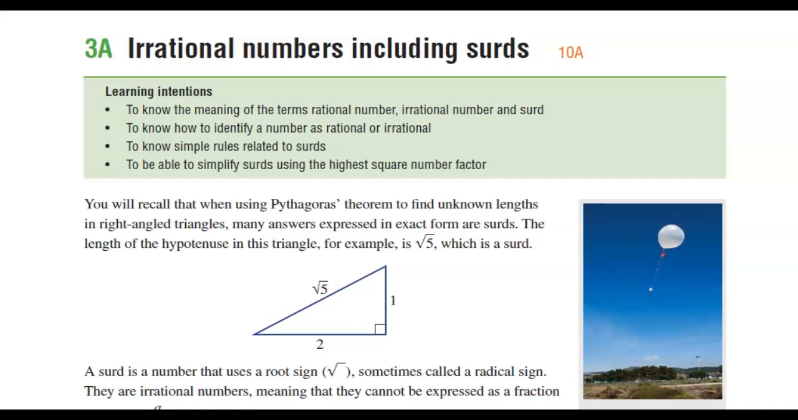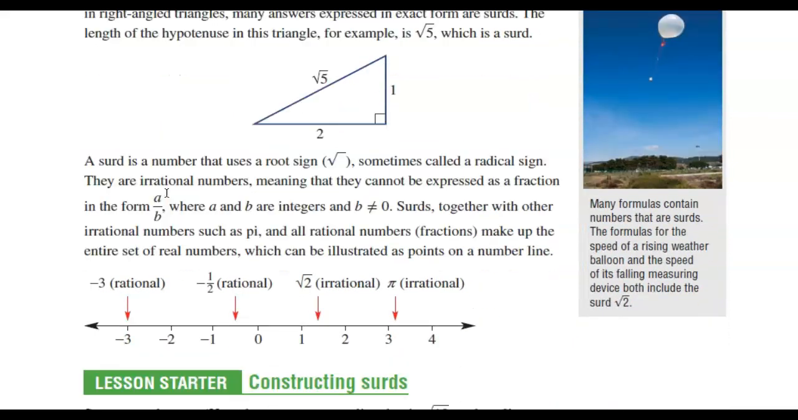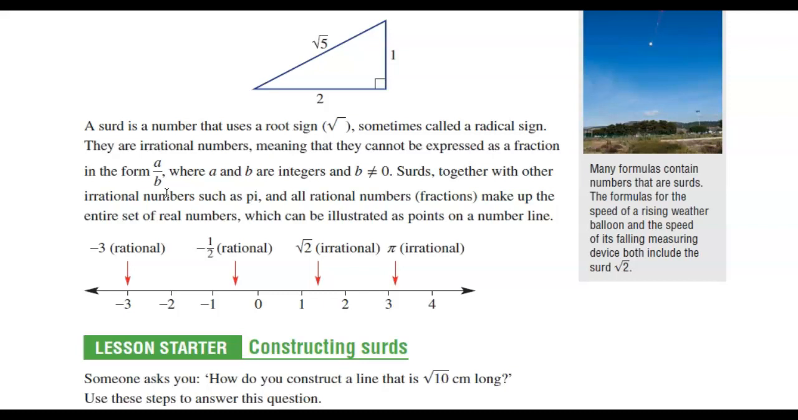All right, so in this video, we're just going to go through a bit of theory for 3A, which is irrational numbers, including surds. So the learning intentions are written there, and we might just quickly skip through because I think it's important to get to this number line and where numbers fit and what makes a rational number and an irrational number.